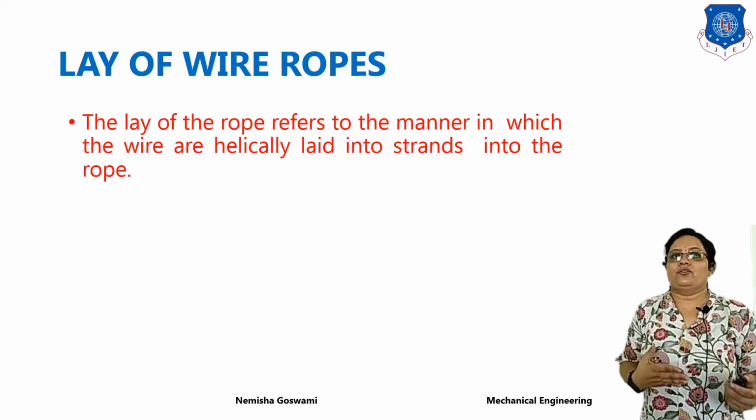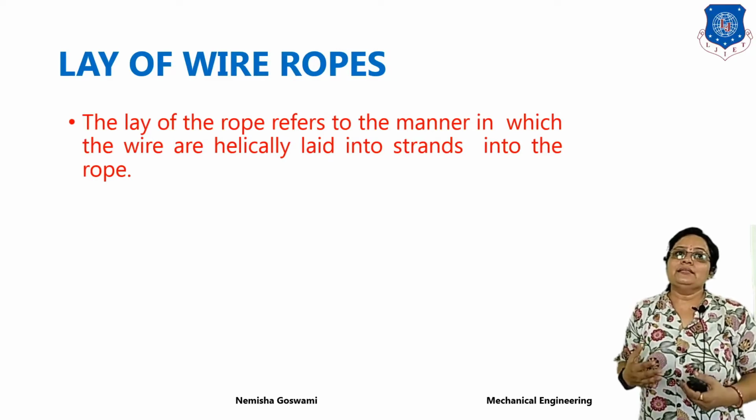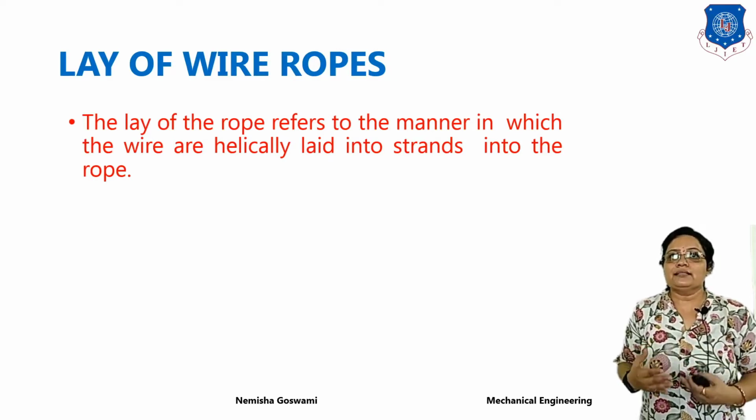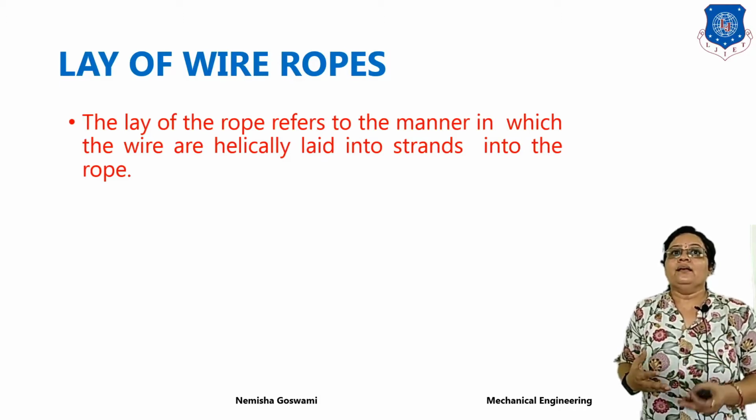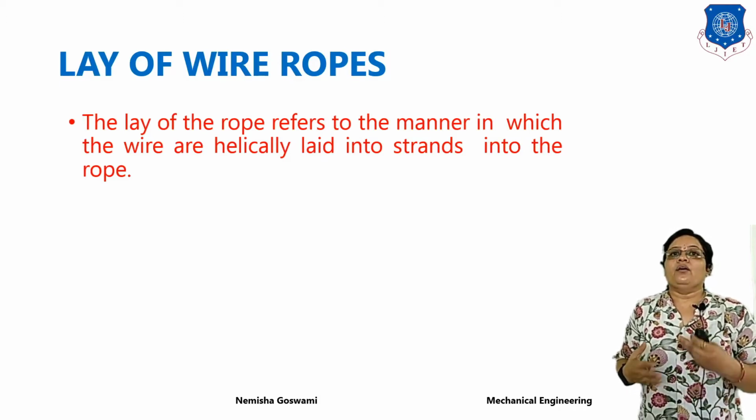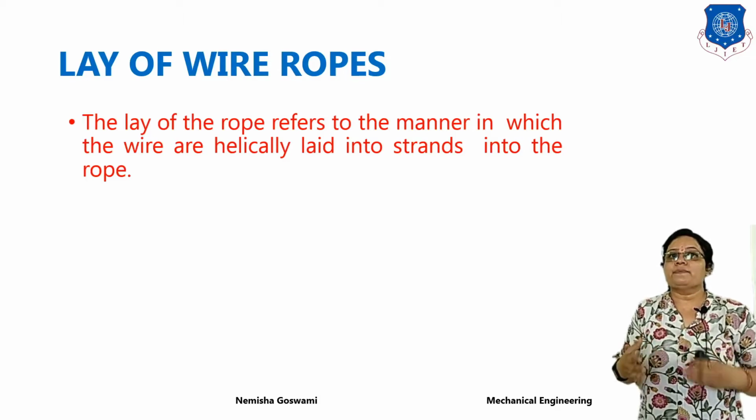Next is the lay of wire rope. What does lay mean? Lay means the direction in which the strands or wires are laid, with respect to the strand.